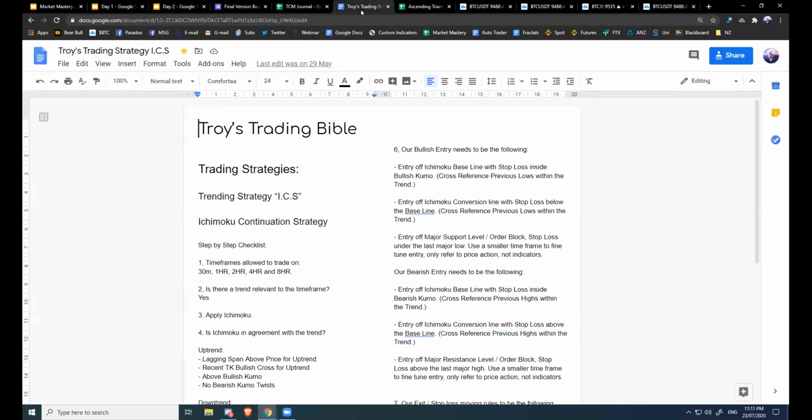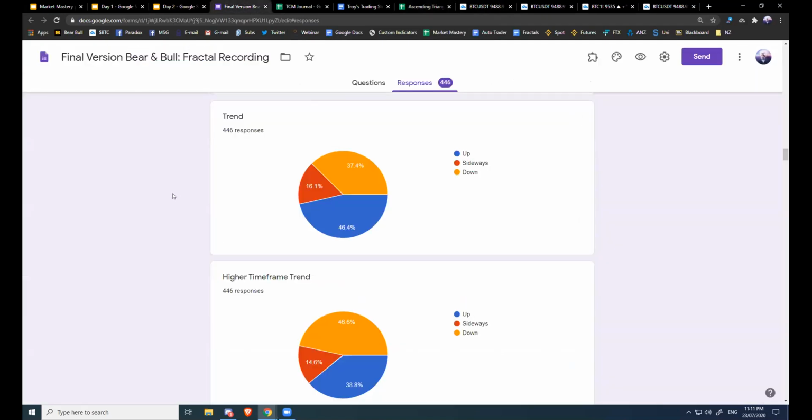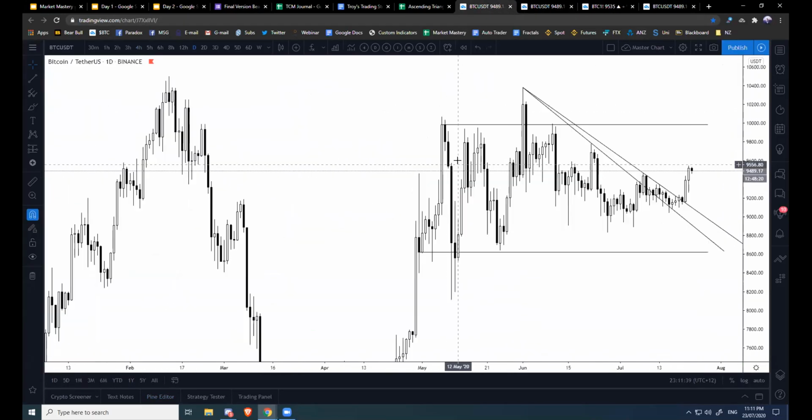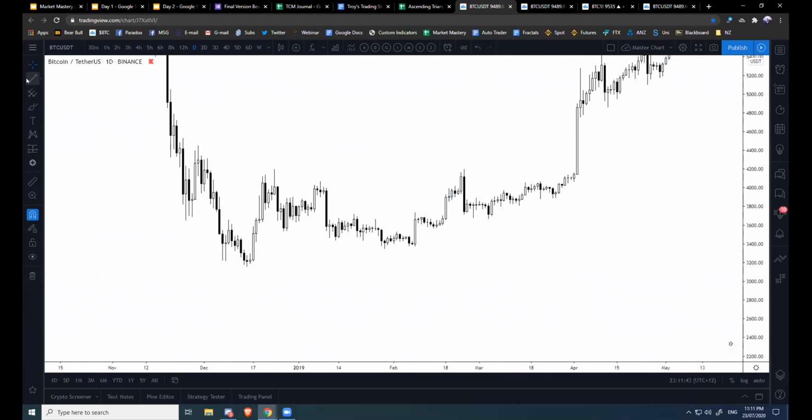So this is this one here. Wait, I need triangle. This is forward testing. I've got it. Here it is. So as a community, I started up a project this year for fractal recording. As a pattern trader, someone who trades patterns, an example of that was the ascending triangle Kyle showed before, which we could probably find one down here. Just a really, really simple pattern that forms, right?